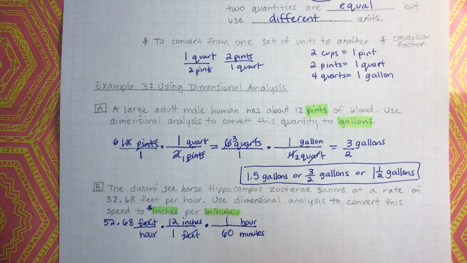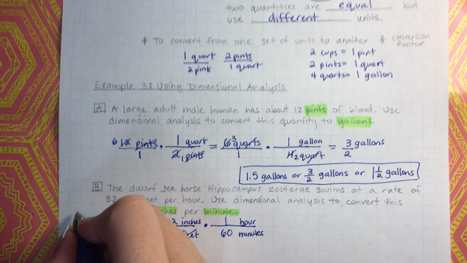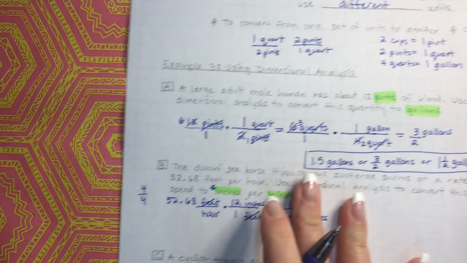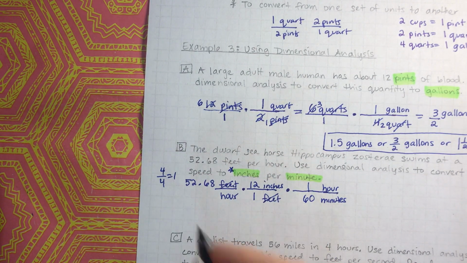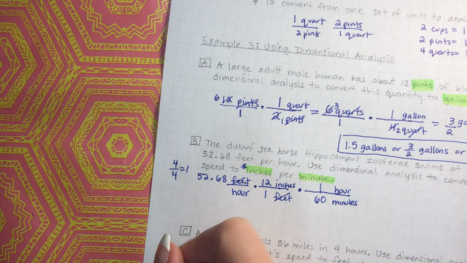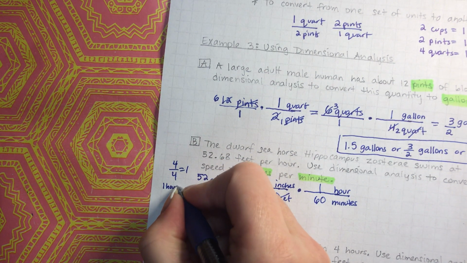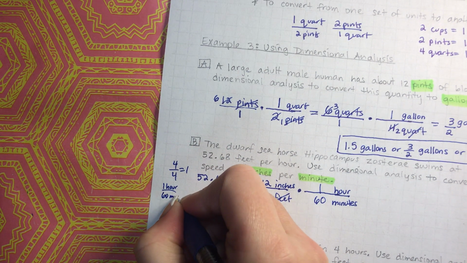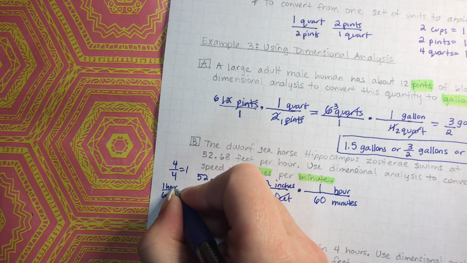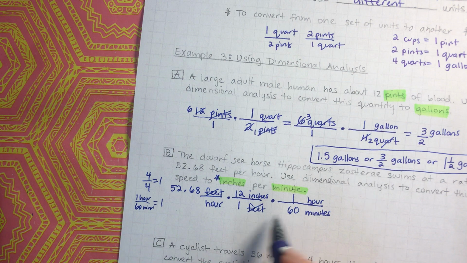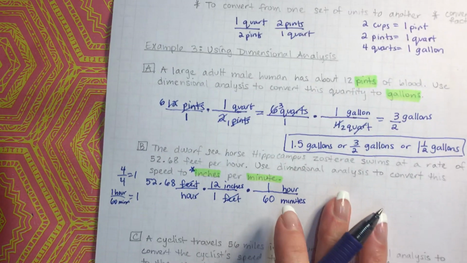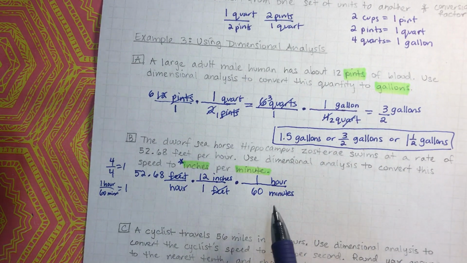They are the same thing, which means it's really like multiplying something by 1. Just like 4 over 4, right? 4 over 4, it's the same thing over the same thing equals 1. That's the same thing here, like 1 hour over 60 minutes. They're the same thing, it's equal to 1. You can multiply anything by 1 and you're still getting that same thing. So that's really what we're doing.